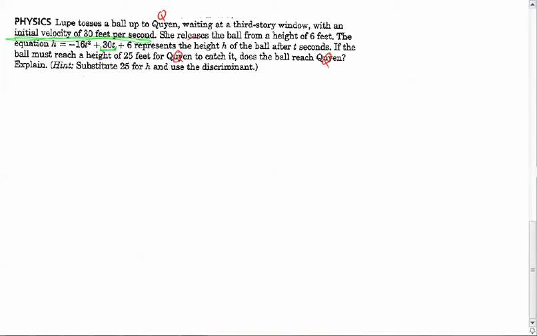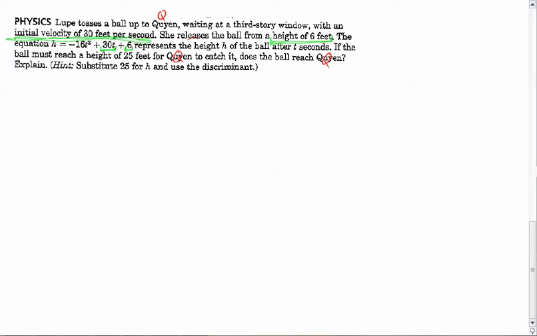All right? Now, it also says a height of 6 feet. This is the beginning height, the initial height. That's right here. That's the number that's being added on in the end. The last problem with the space shuttle, there wasn't a number there. That's because the space shuttle starts on the ground. Okay, so this one, the ball is starting 6 feet up.